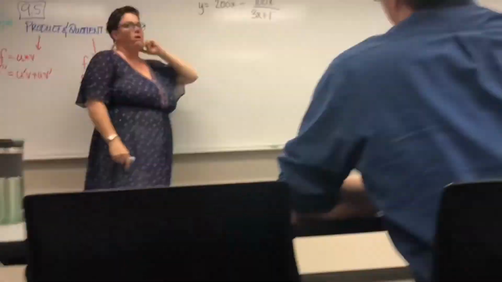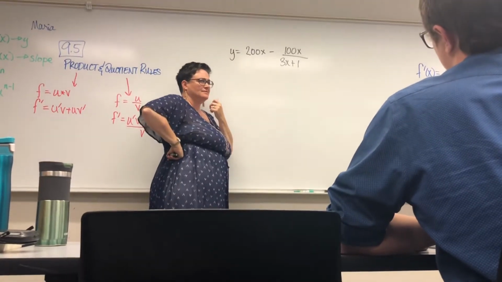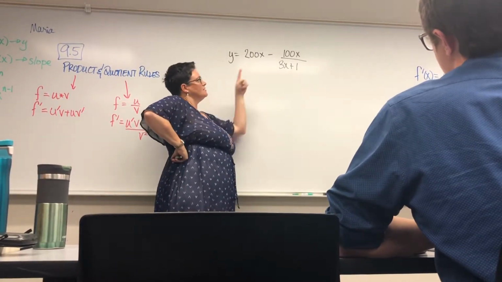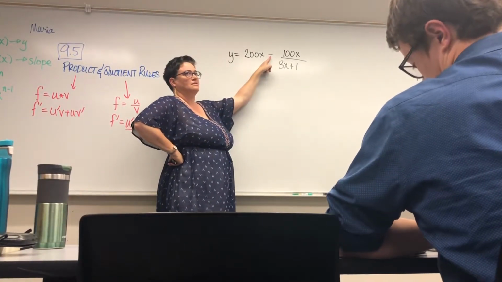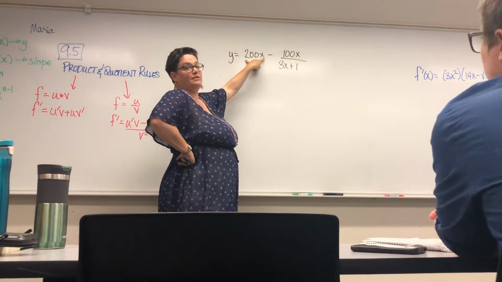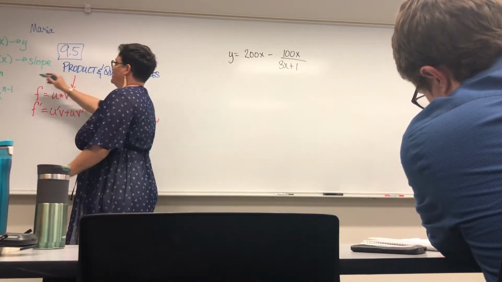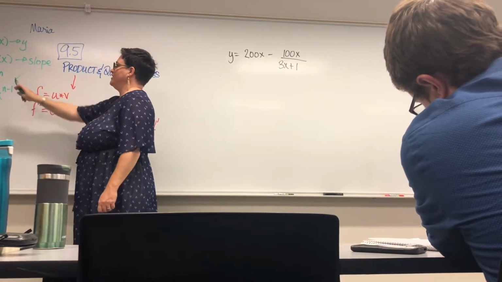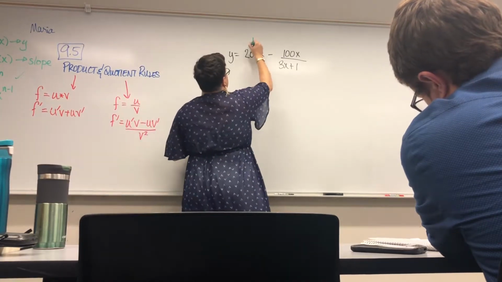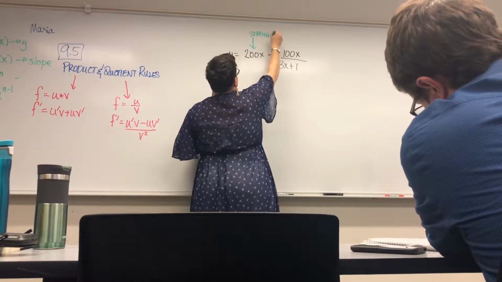Are we sure? 200x. Where's the product? 200x. What's this? It's a minus. Is that a product? No. So this is a straight derivative. That's what I like to call the ones that just go straight to this here. We just go right to the good stuff.